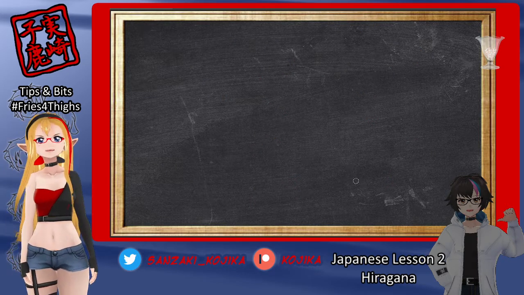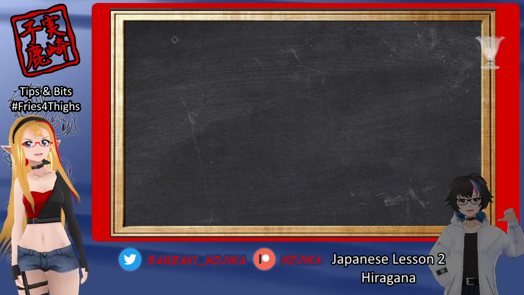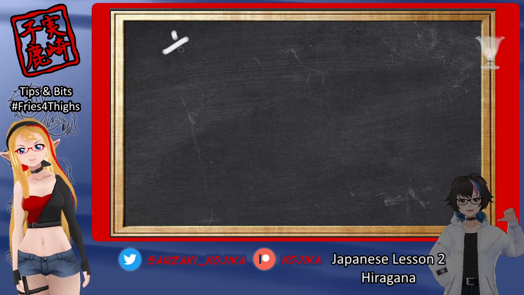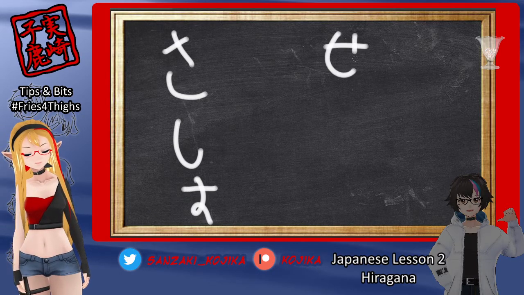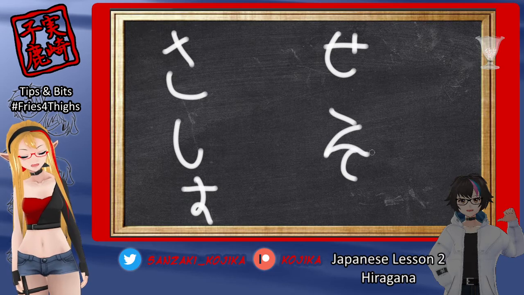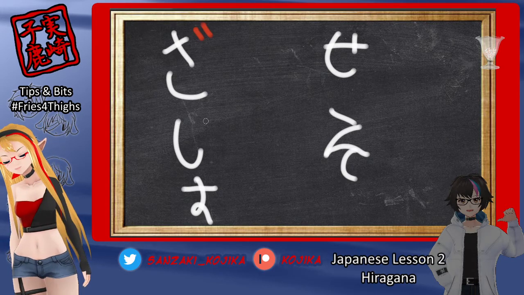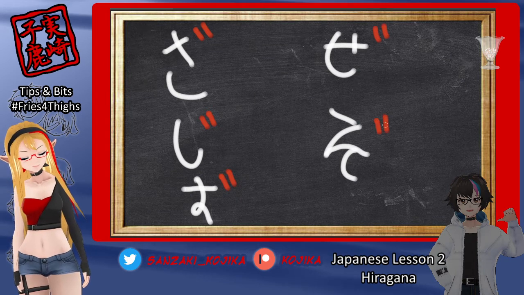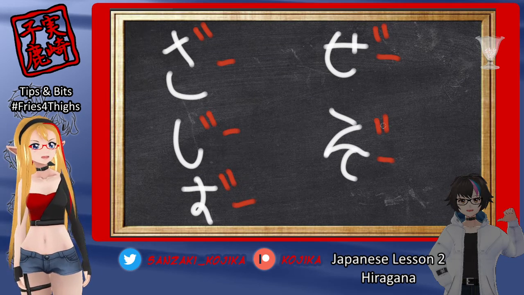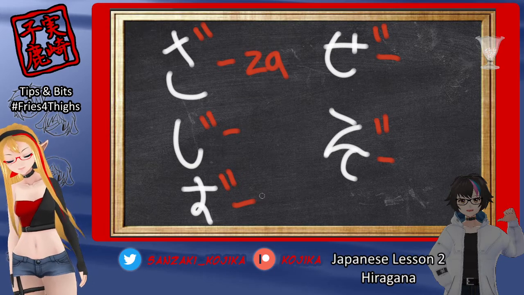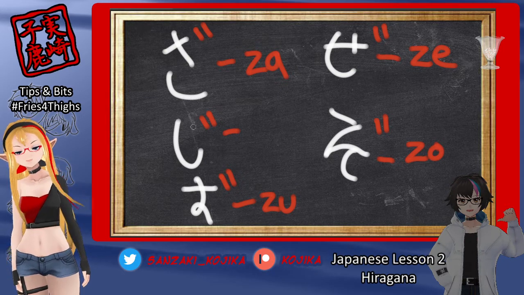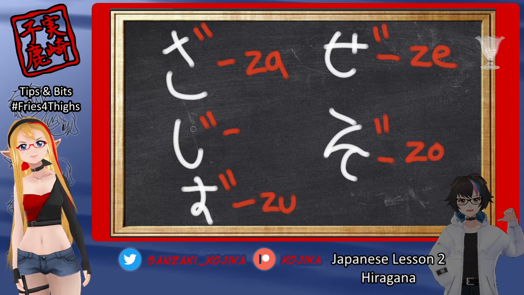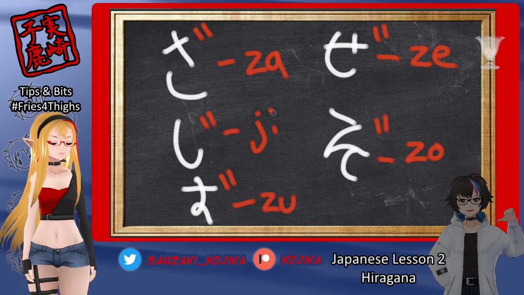All right, next up we have the S family. So this is one of the ones where we start getting a little weird. Sa, shi, su, se, so. Because we have the irregular, I'll do that last. This is za, zu, ze, zo. Remember, this was shi and not si. It is actually not z again. It is actually ji.